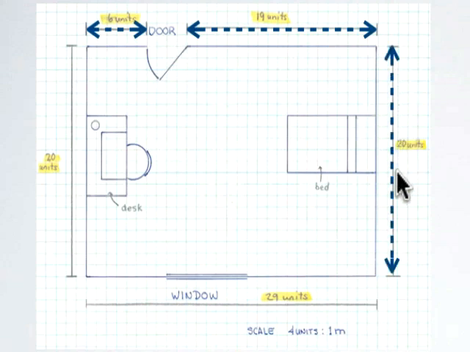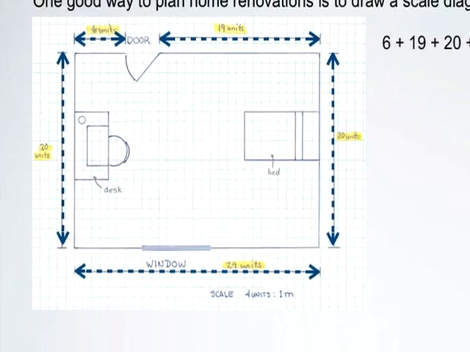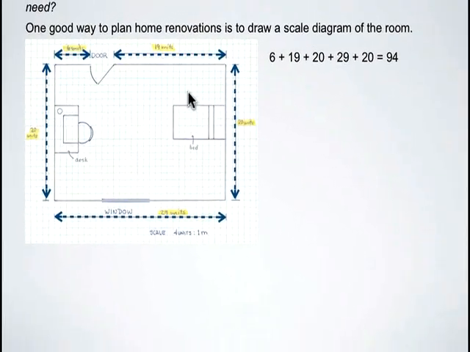20 units for the width of the room, 29 units for the length of the room on the other side, and of course, because the trim is going to go along the floor, we ignore the fact that there's a window there because it's up in the middle of the wall, and then 20 units for the last width. We add those all up, 6 plus 19 plus 20 plus 29 plus 20, and we get 94 units, where a unit is a square on the graph paper.